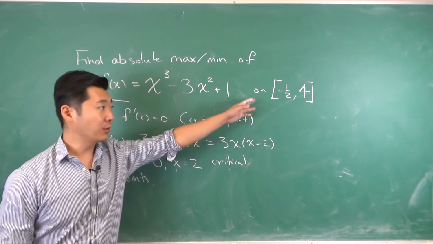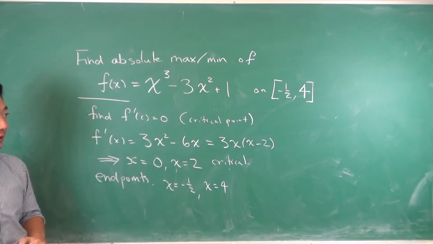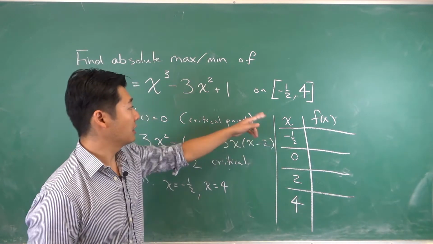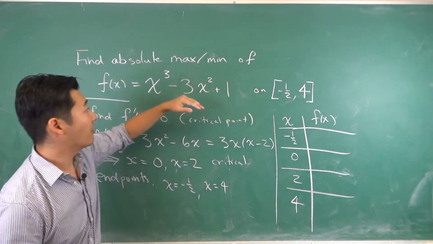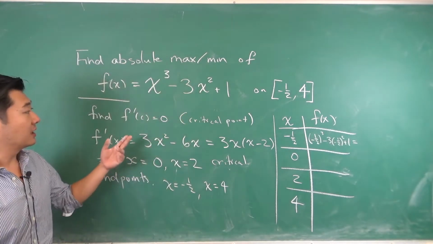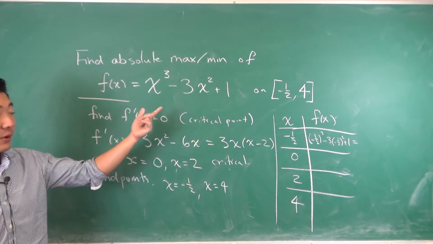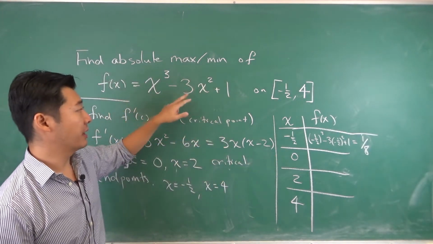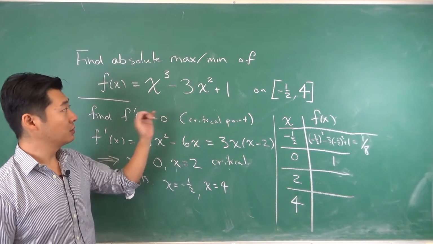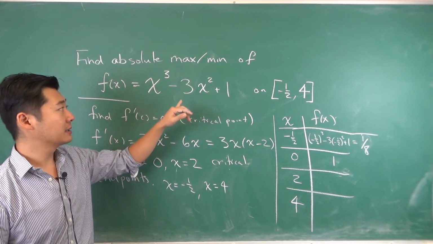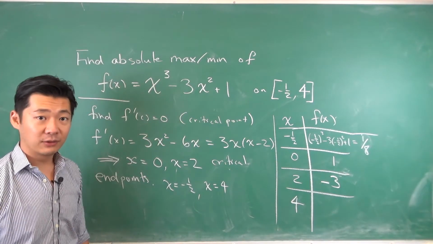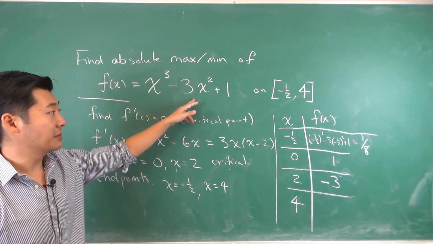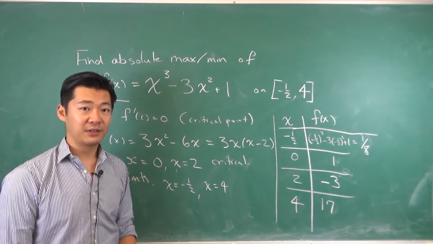We also note that the endpoints are x equals -1/2 and x equals 4. So now we test all the values. We'll plug these values into f of x. Plugging in -1/2, we will get (-1/2) cubed minus 3 times (-1/2) squared plus 1, which is 1/8. Plugging in 0, we'll get 0 minus 0 plus 1, which is 1. Plugging in 2, we'll have 8 minus 12 plus 1, which is -3. And plugging in 4, we'll have 64 minus 3 times 16 plus 1, which is 17.